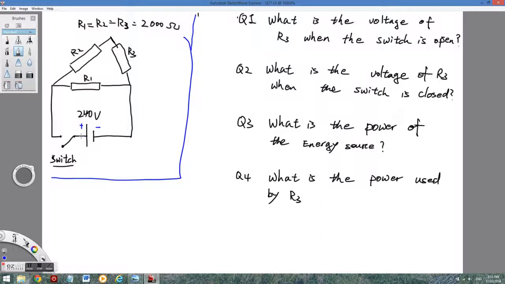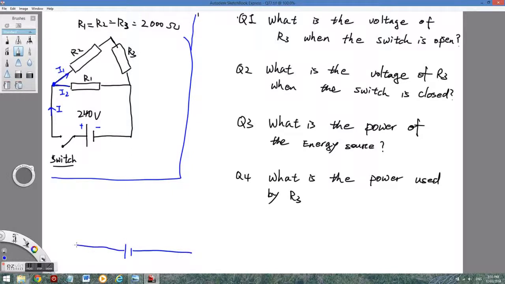If I have a current going through, we'll assume it's closed. If current goes through here, the current will split into I1 and I2. What it means is I have a parallel circuit initially, so we need to redraw that in a simple form.